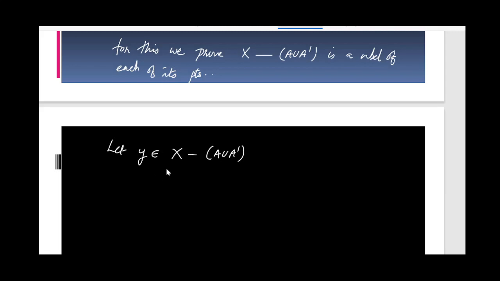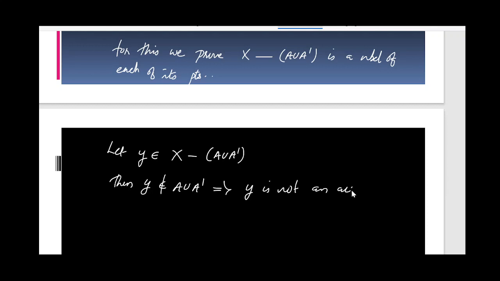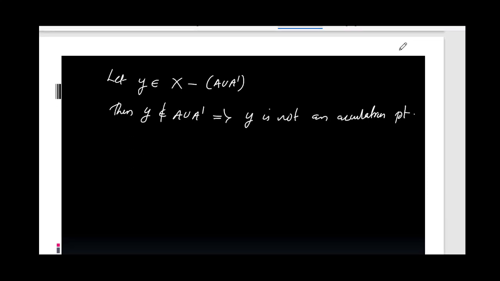Then Y does not belong to A union A dash, which implies Y is not an accumulation point, right? Y is not an accumulation point, which implies there exists an open set V containing Y.